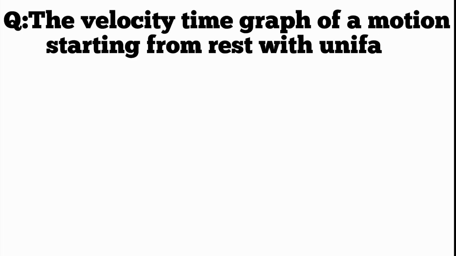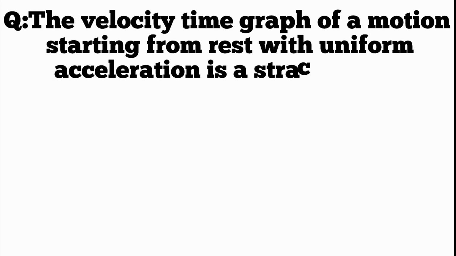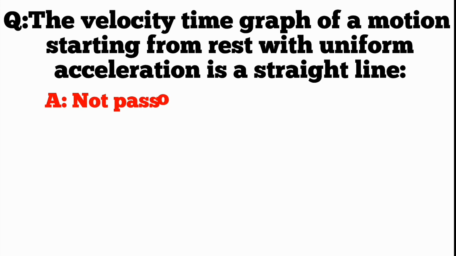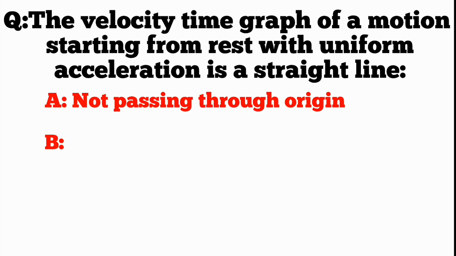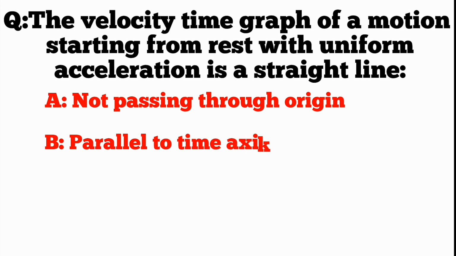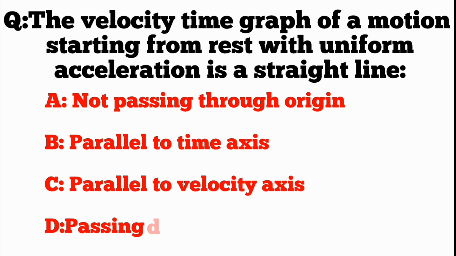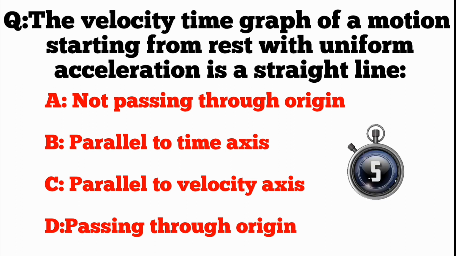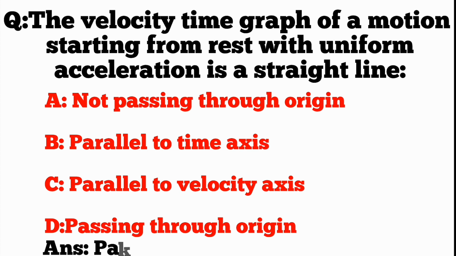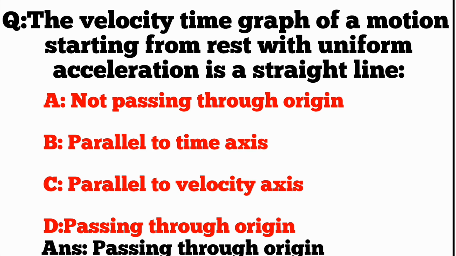Q. The velocity-time graph of a motion starting from rest with uniform acceleration is a straight line: A. Not passing through origin. B. Parallel to time axis. C. Parallel to velocity axis. D. Passing through origin. Answer: Passing through origin.